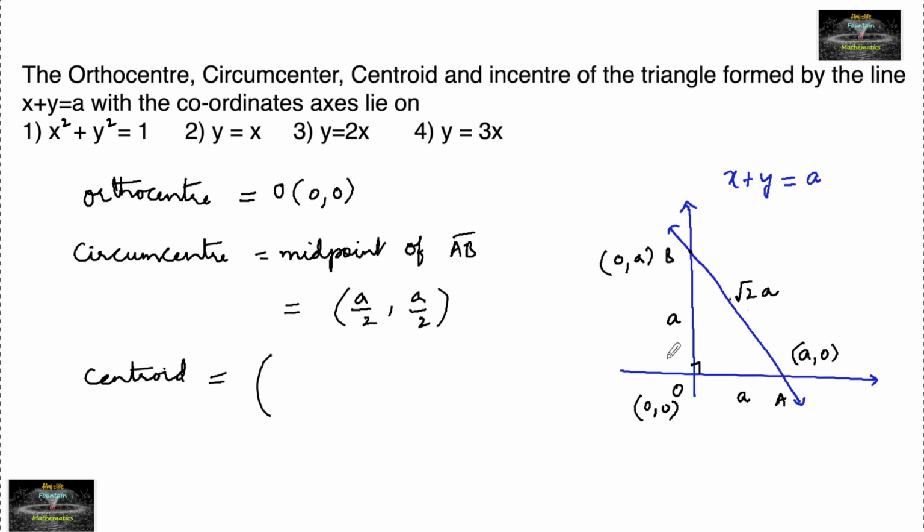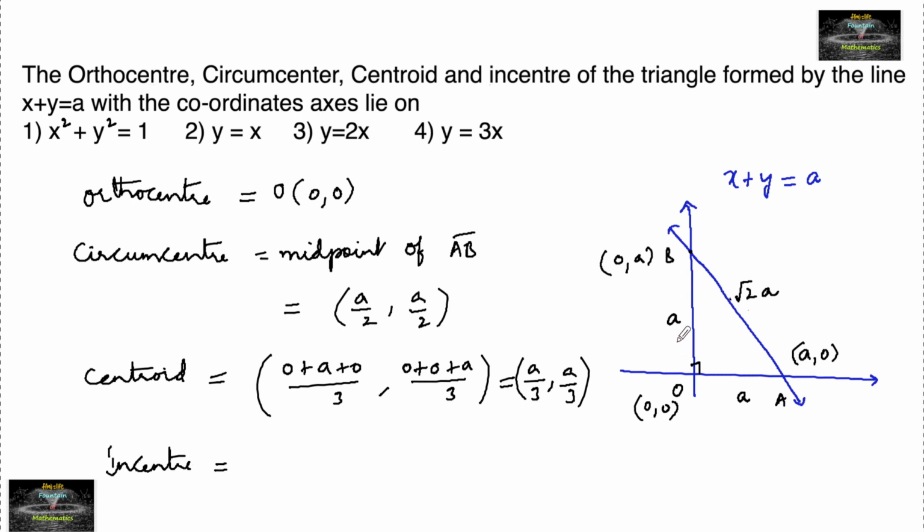And the centroid of the triangle is (x1 + x2 + x3)/3, (y1 + y2 + y3)/3, that is (0 + a + 0)/3, and next (0 + 0 + a)/3, which equals (a/3, a/3). So this is the centroid. And the incenter.